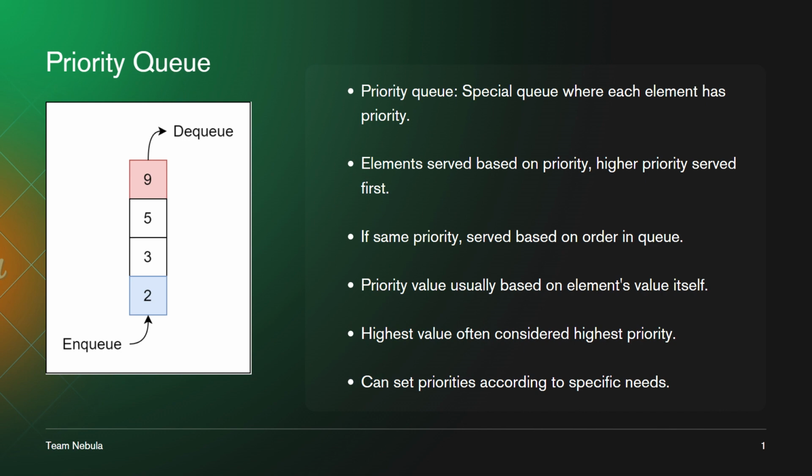Assigning priority value. Generally, the value of the element itself is considered for assigning the priority. For example, the element with the highest value is considered the highest priority element. However, in other cases, we can assume the element with the lowest value as the highest priority element. We can also set priorities according to our needs.